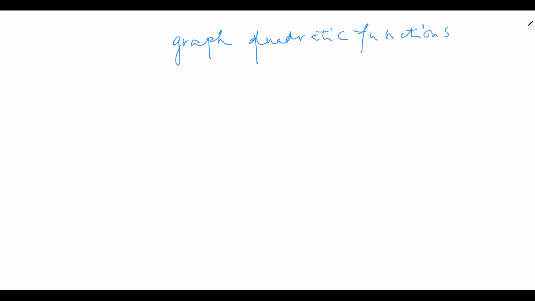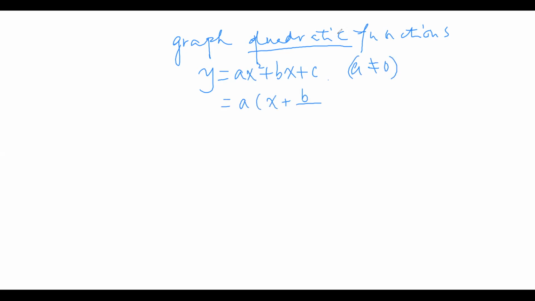So we know the quadratic equations. We say y equals ax squared plus bx plus c, and a cannot equal 0, right? This can be transformed into a complete square. You guys understand, right?